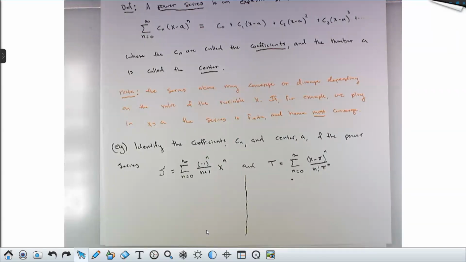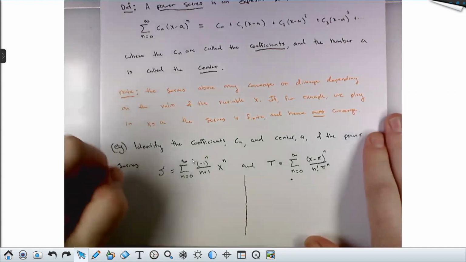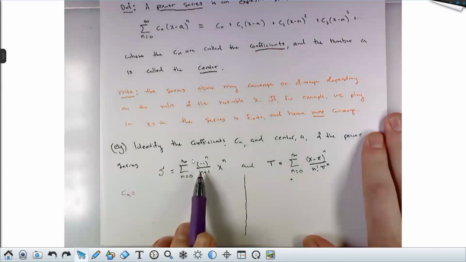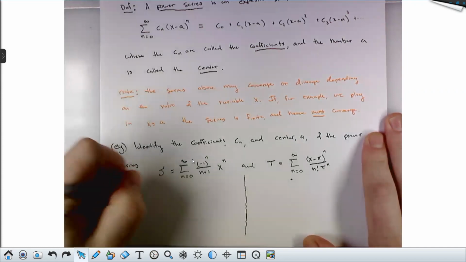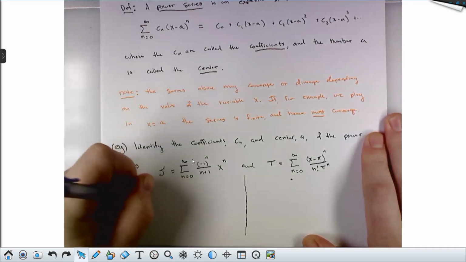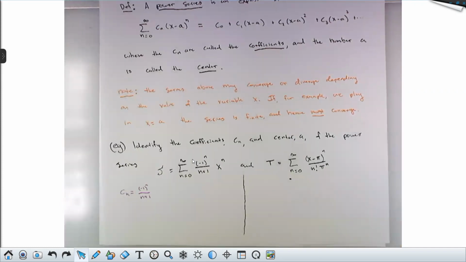It's everything to the left of x to the n. Everything to the left of x to the n are your coefficients, right? So Cn here is -1 to the n divided by n plus 1. Those are my coefficients.